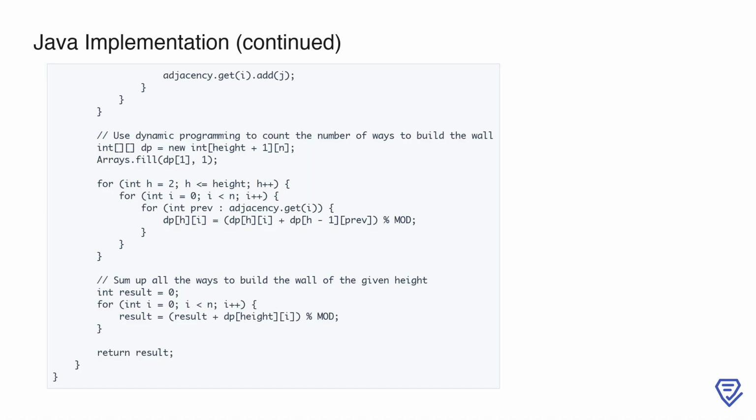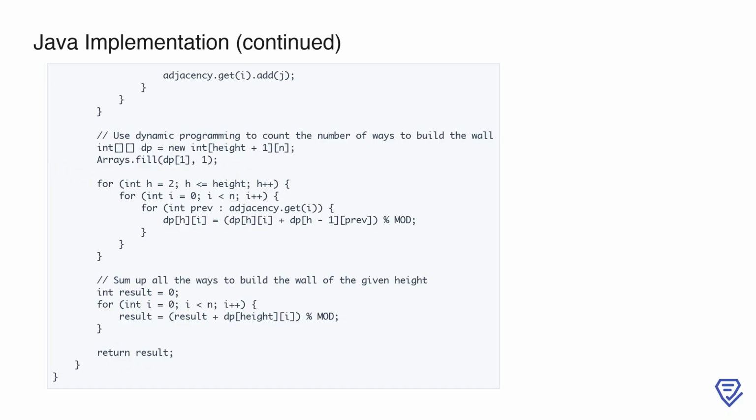Finally, we use dynamic programming to calculate the total number of ways to build the wall. The DP array is initialized to keep track of the number of ways to form walls of various heights using specific row configurations. In the base case, we set all configurations for height 1 to 1, as any row can form a wall of height 1 by itself.